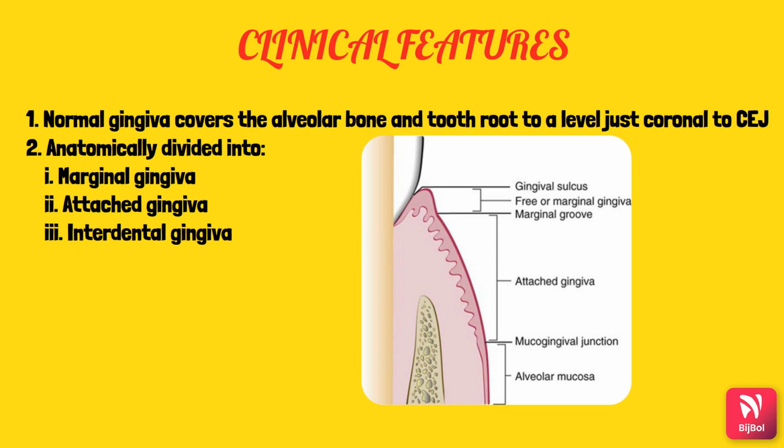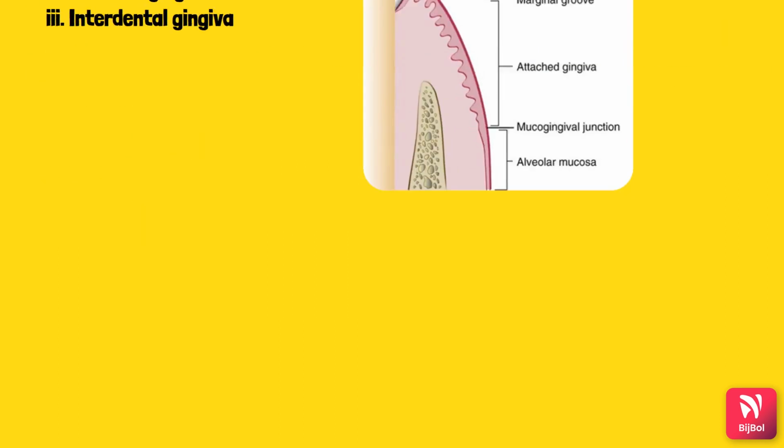So here in the picture, we can appreciate the different parts of the gingiva. We have a V-shaped depression in between the tooth and the marginal gingiva. This V-shaped depression is called gingival sulcus. And there we have a free or marginal gingiva. In continuation with that is the attached gingiva. In between free or marginal gingiva and the attached gingiva, we have a demarcation which is called marginal groove. And in between attached gingiva and alveolar mucosa, we have another demarcation which is called mucogingival line. Now we will study the individual gingiva.